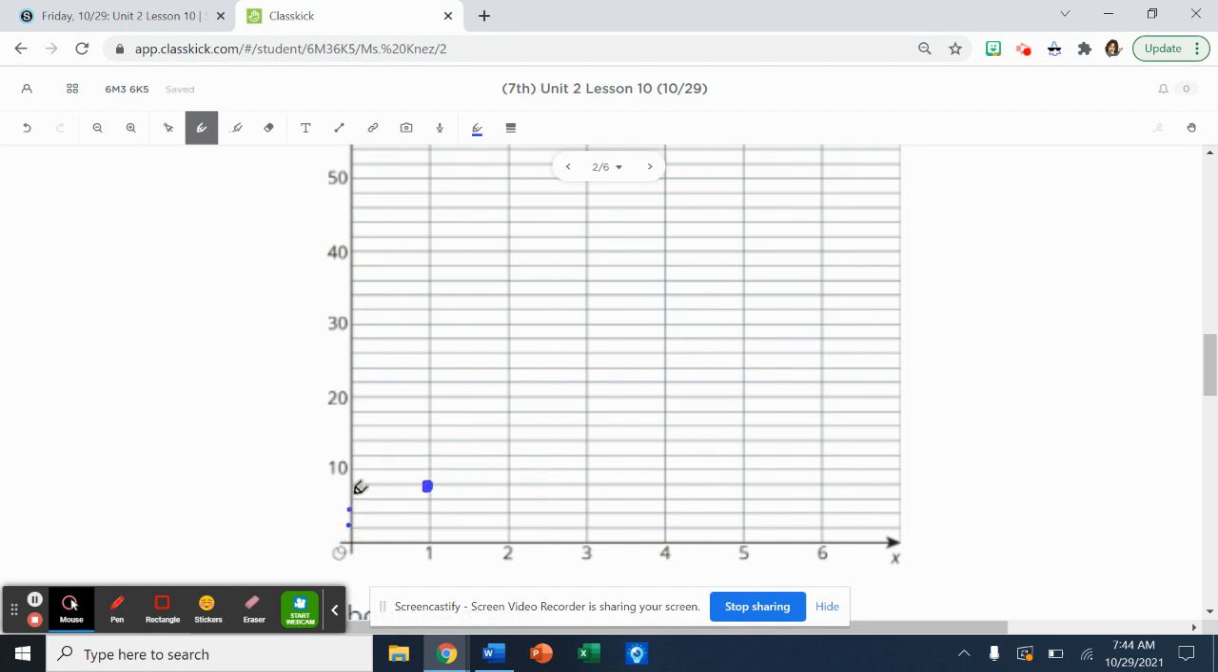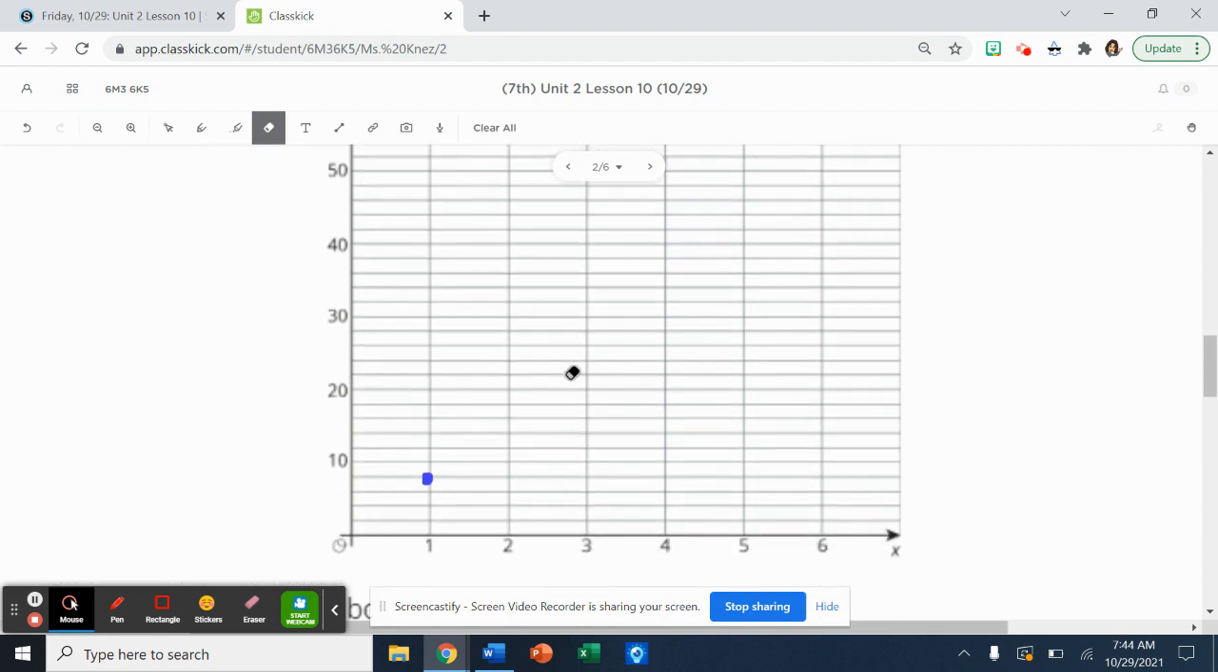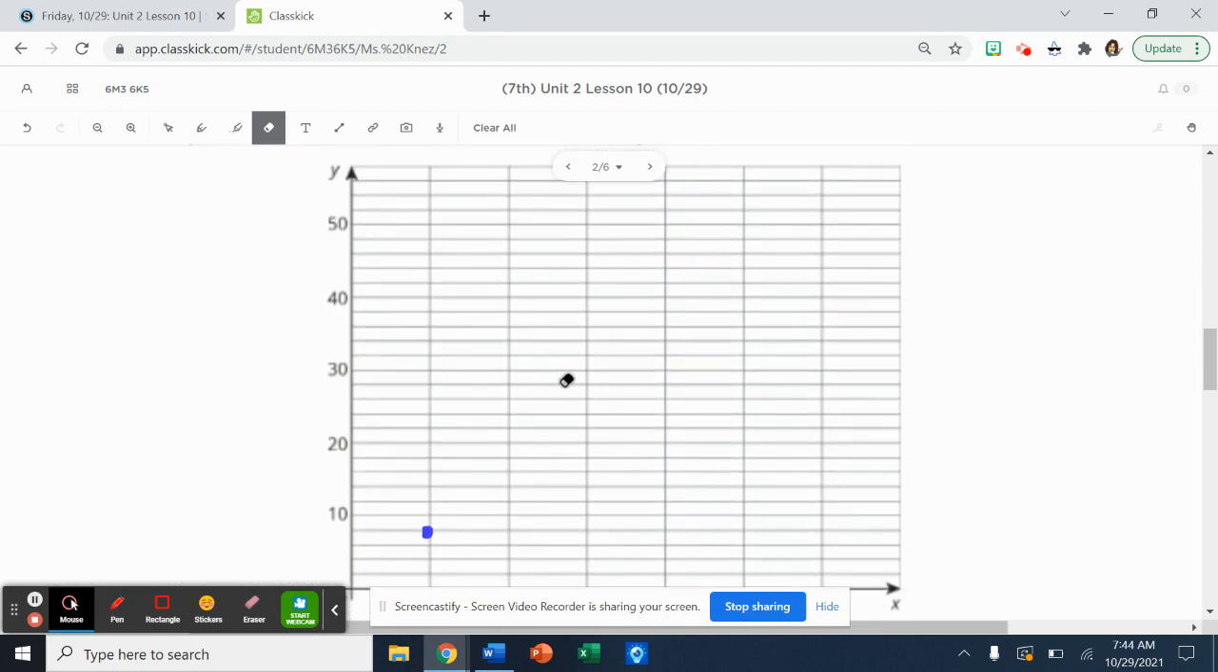Notice that on this graph, the grid lines are counting by twos. 2, 4, 6, 8, 10. So I'm going to plot my first point at 1, 8. That's the blue dot. I'd like you to pause this video and plot the rest of the points.